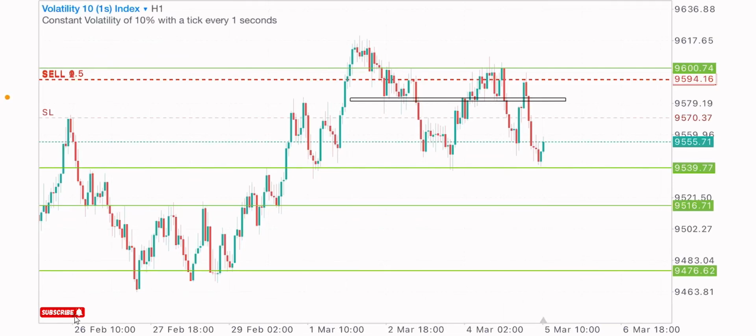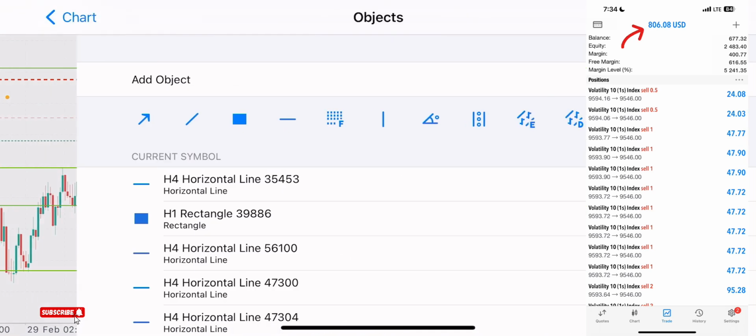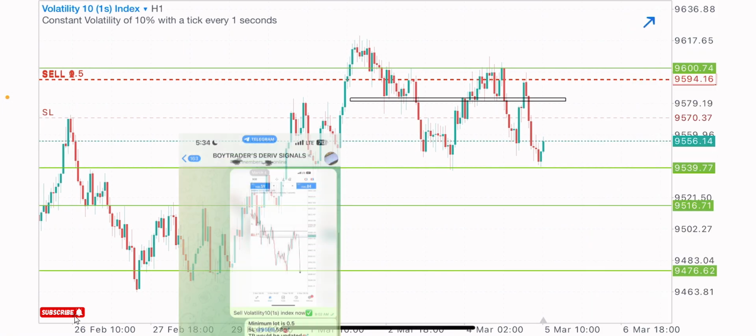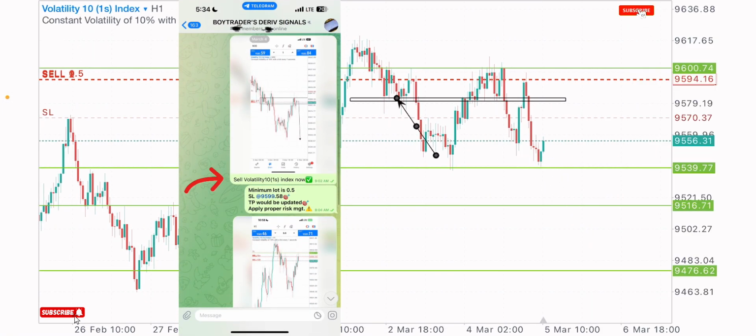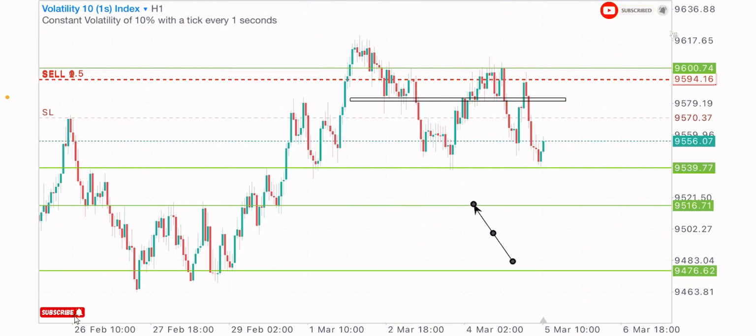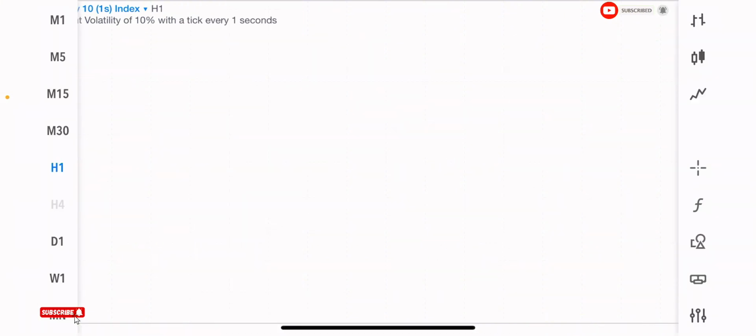Hey guys, I took this sell trade on Vix10 index and I've been holding this sell since yesterday. I shared this sell signal to my VIP members and on my free Telegram channel. We're moving in good profits. I'm still expecting more sells on this index.